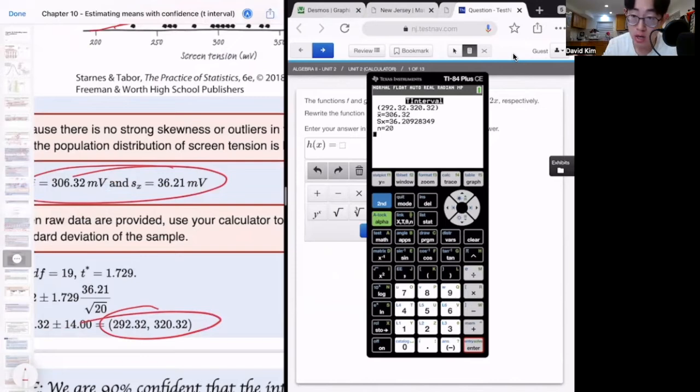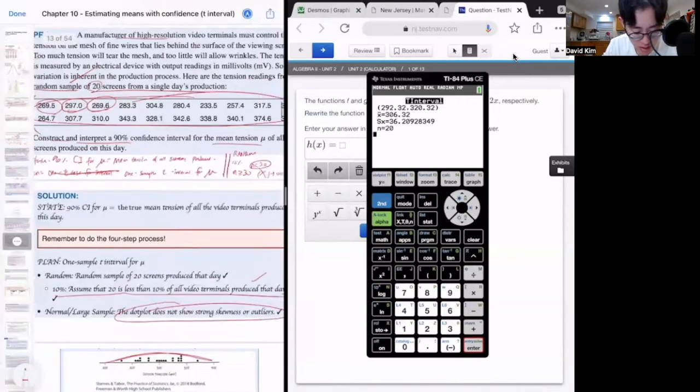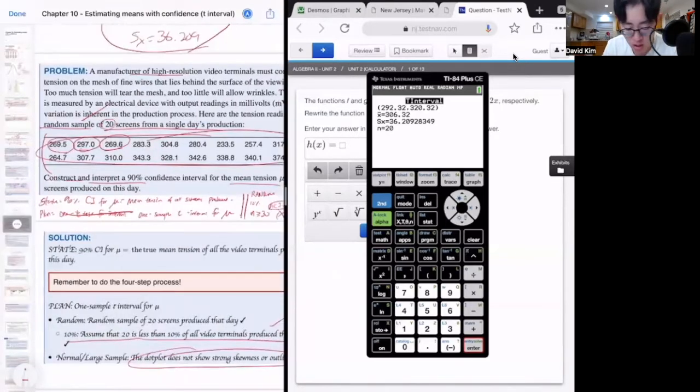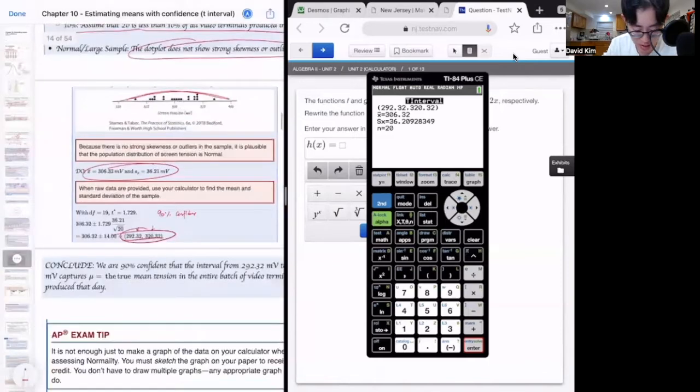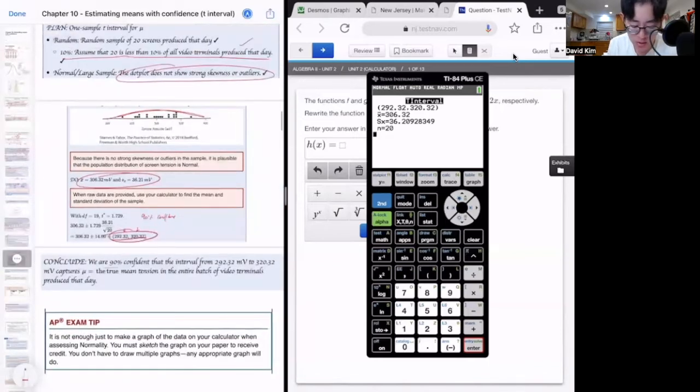Now we all should know how to interpret this. I'm not going to write it down for you, but we start off with: we are 90% confident that the interval from 292.32 to 320.32 captures the true mean tension of all the screens produced that day. So that is here, as you can see, 90% confidence that the interval between 292.32 and 320.32 captures the mean which we stated at the very beginning in the state portion.